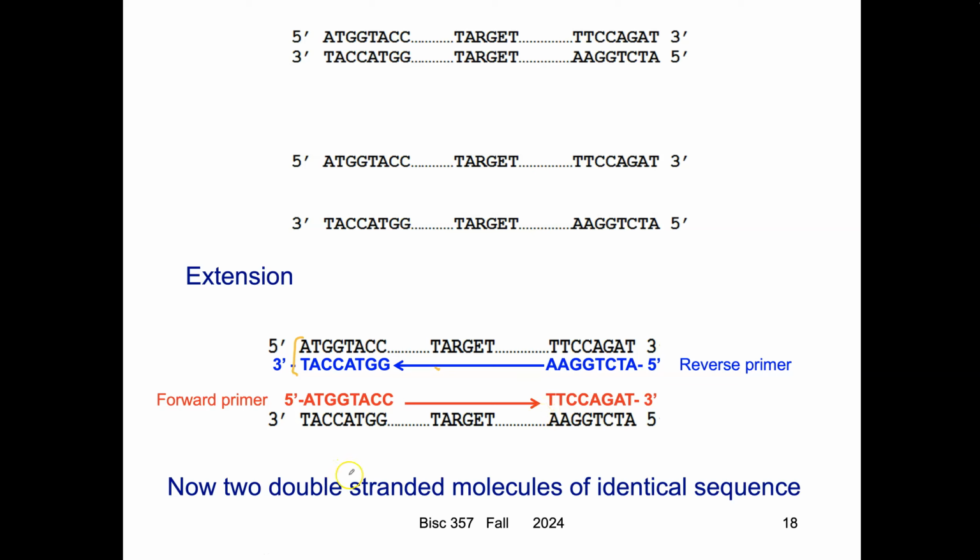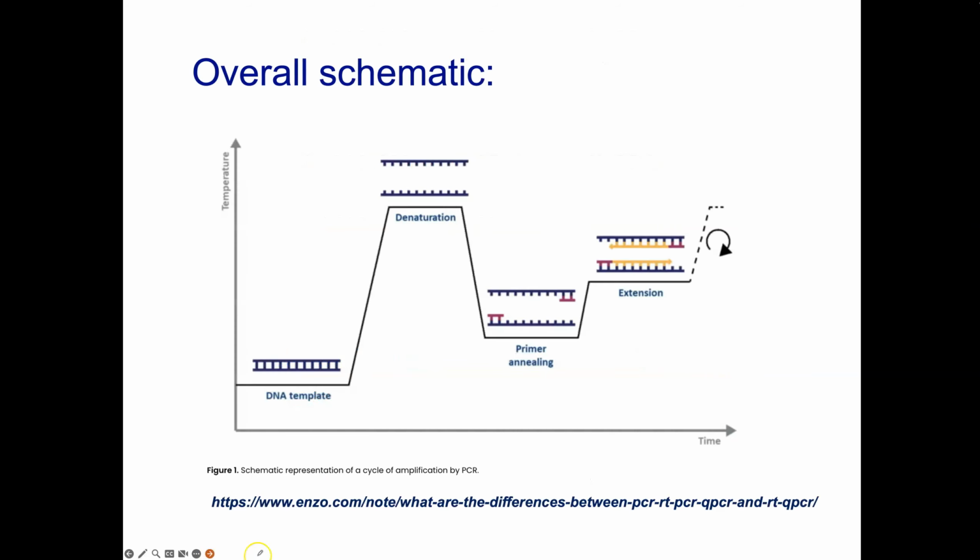And if you repeat this about 30 times, you're talking about, I can't remember, 68 billion or something pieces of DNA. I'm trying to remember what the exact number is. But lots of them. And so this is our overall schematic. You start with your template, you denature for a few seconds, then the primers anneal, and then you extend, and so now you've got two, and then you repeat as necessary.